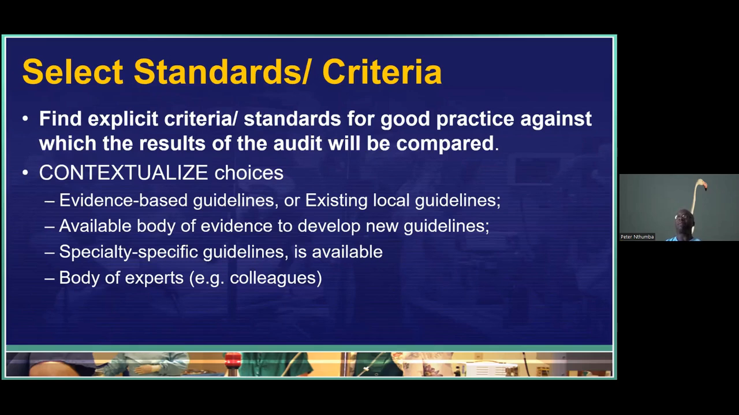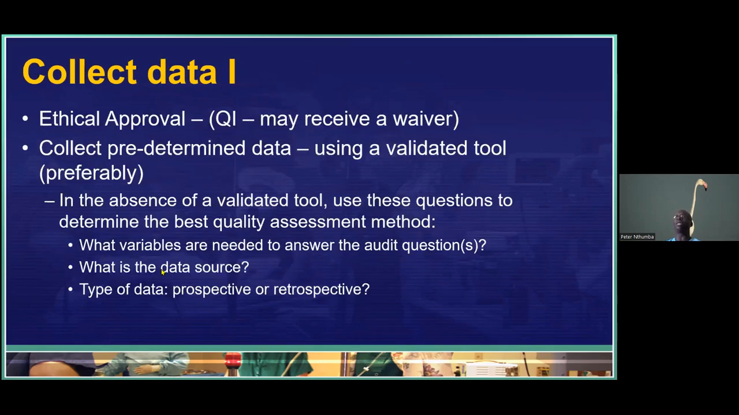We could do a systematic review of an available body of evidence to develop new guidelines. There may be specialty-specific guidelines. For example, I know the cardiothoracics have their own surgical site infection prevention guidelines, as do the colorectal surgeons, et cetera. So use specialty-specific guidelines and then contextualize them to your own hospital. Or it could be a body of experts. Remembering the first hand hygiene guidelines were developed by a body of experts because we did not have any literature at the time.